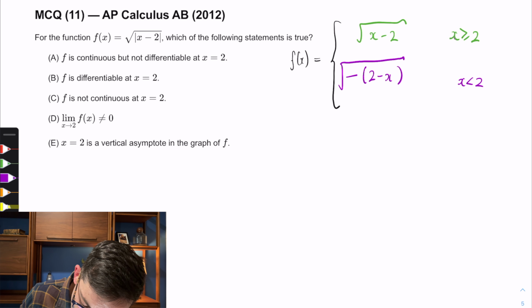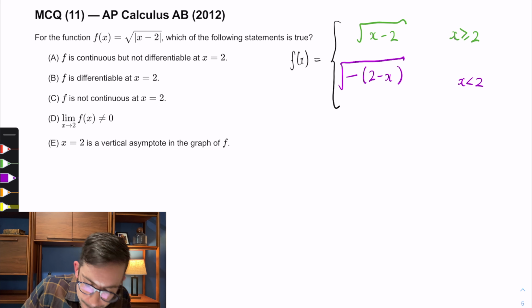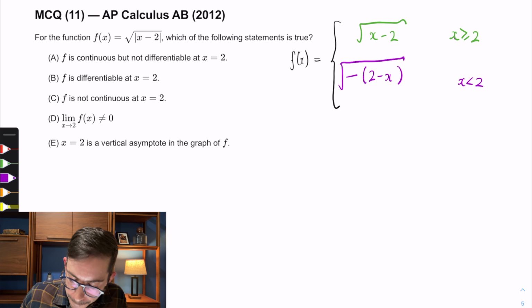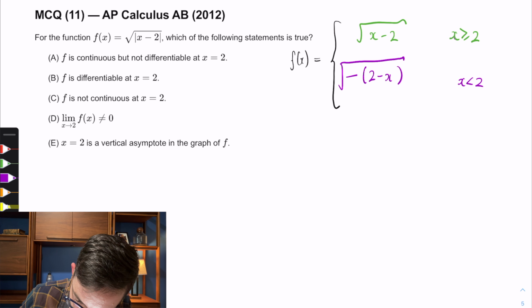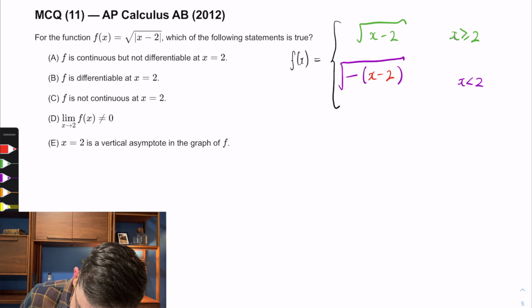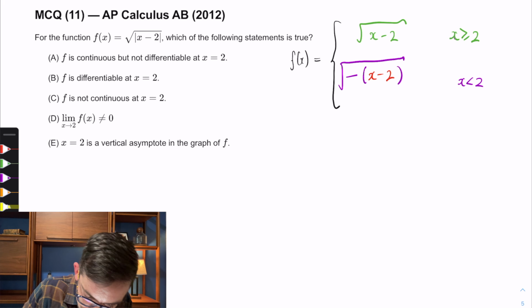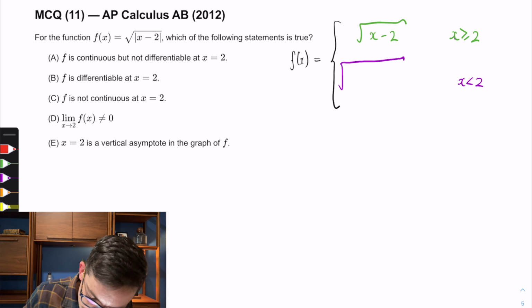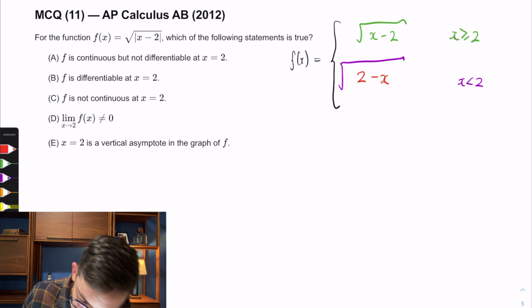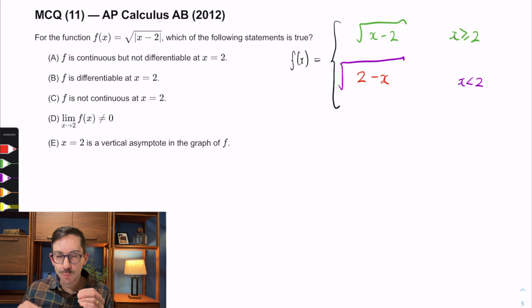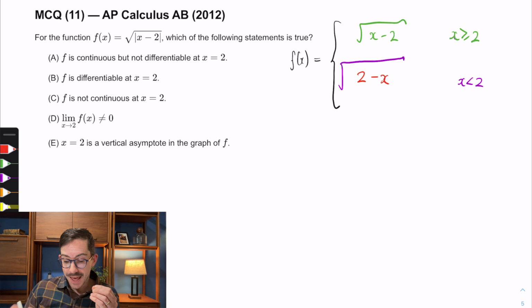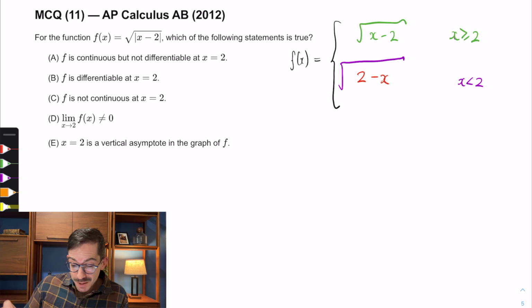So that's what happens to my absolute value term. But I can distribute that negative just to work with it a little bit more simply. So that will actually give me, oops, I actually did that twice. I negated it already. So I'm negating the x minus 2 piece. And when I distribute the negative sign, I get 2 minus x. So this is the function we're working with. The multiple choice statements are asking us to decide what's happening with this function at x equals 2. Is it continuous? Is it differentiable? So on, so on. So we need to figure out some facts about this function.